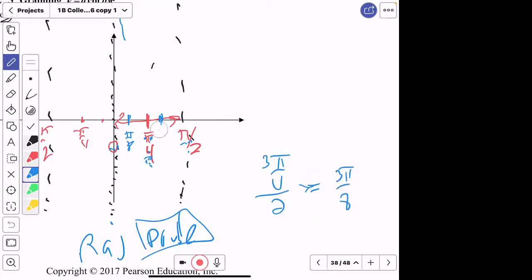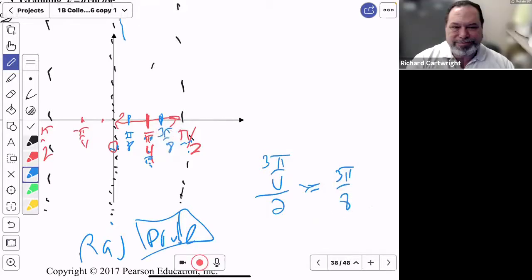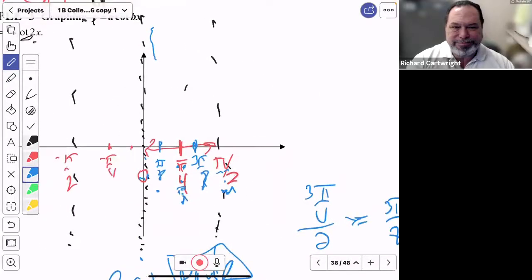3 pi over 4 gives you 3 pi over 8. So that one's 3 pi over 8. I think yesterday I was just tired. I was too lazy. And oh, that makes sense. Watch this. From 0: 1 pi over 8, 2 pi over 8, 3 pi over 8, 4 pi over 8. 4 pi over 8 is pi over 2. Good job, Raj.